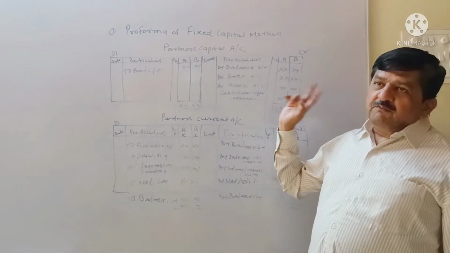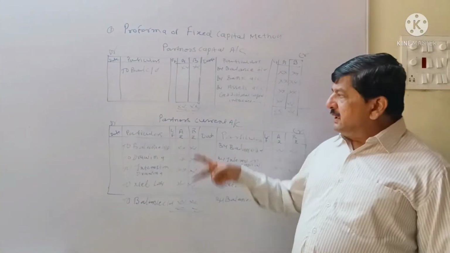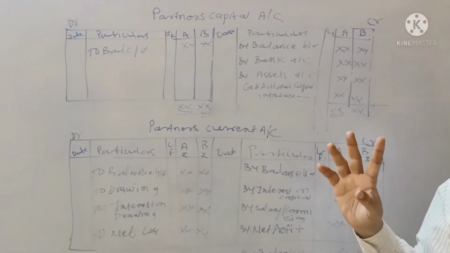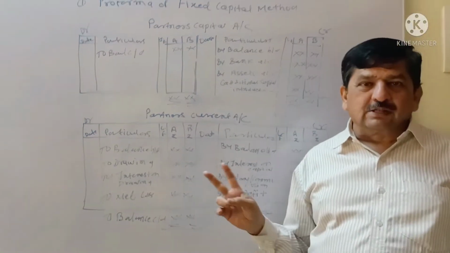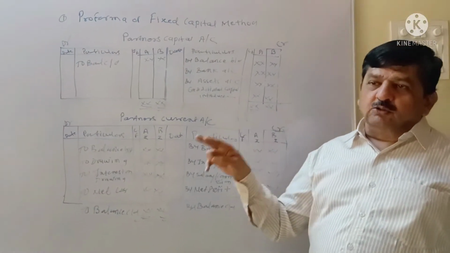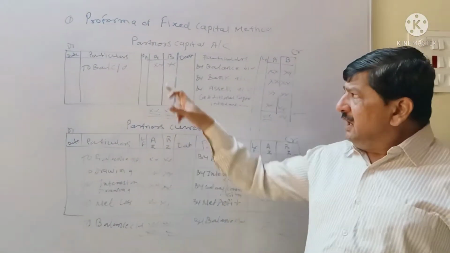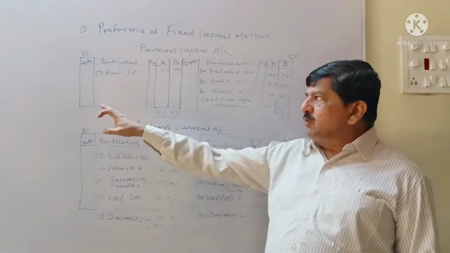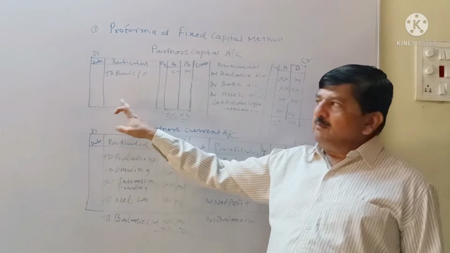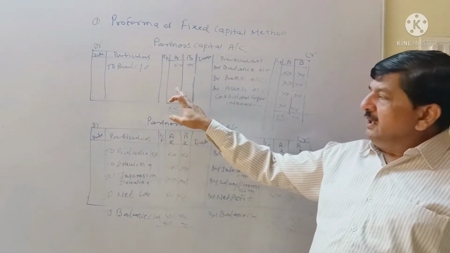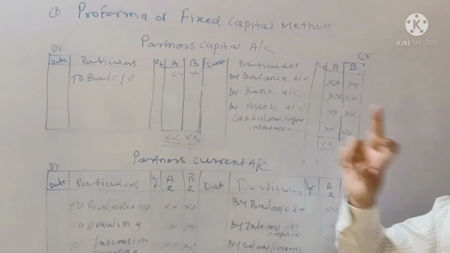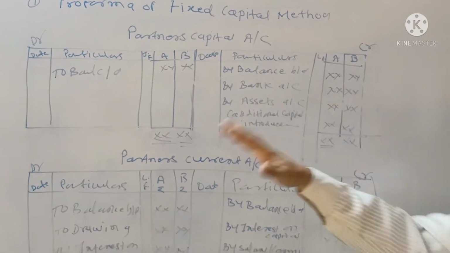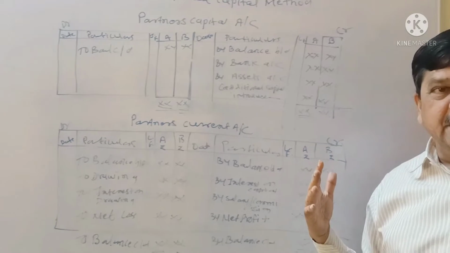Under the fixed capital method, we have to maintain two accounts: partners capital account and partners current account. Every account has two sides: the left hand side is known as the debit side and the right hand side as the credit side. Suppose there are two partners A and B, then we prepare the capital account with columns: date, particulars, LF, A rupees and B rupees. Debit 5 columns and credit 5 columns if there are two partners.